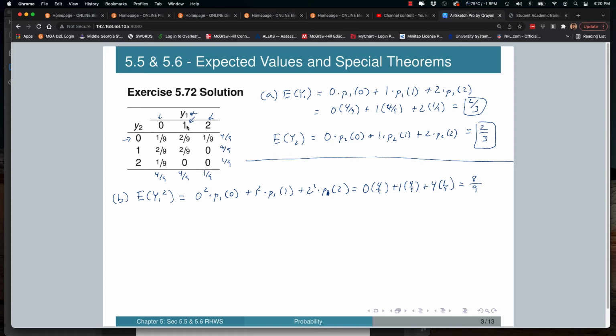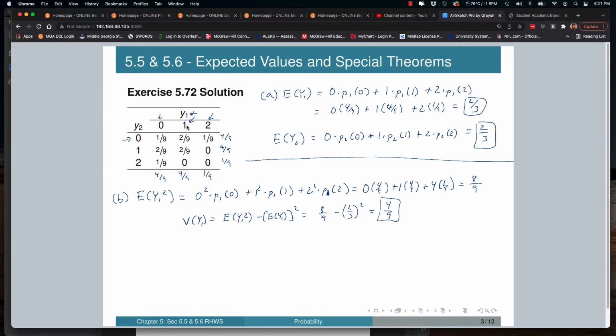What we would have gotten for the variance, though, would be the variance of y sub 1 equal to the expected value of y sub 1 squared minus the expected value of y sub 1, quantity squared, which would just be 8/9 minus 2/3 squared, and that should give us 4/9. So the variance is the actual answer there.